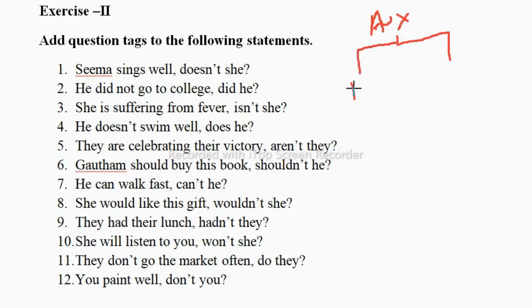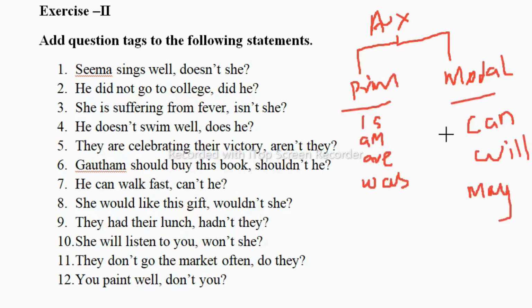This one, primary auxiliary and modal auxiliary. In modal auxiliary we have can, could, may, might, shall, should, will, would. And here is, are, was, were. Let me write. So I have written some only, but you know auxiliary verbs are nothing but primary and modals. In primary we have is, are, was, were, do, does, did, have, has, had. And here in modal we have can, could, may, might, will, would, shall, should.